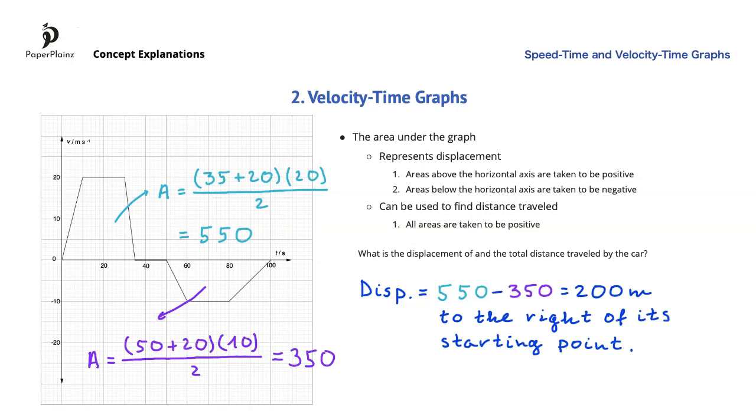Finally, let's find the distance traveled. Since here all areas are taken to be positive, we get 550 plus 350, and this is 900 meters.